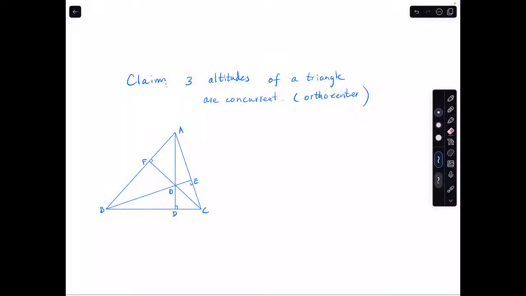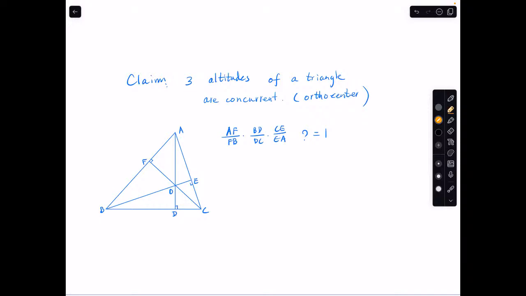Now we're going to look at the ratio AF over FB times BD over DC times CE over EA. We're going to prove that this equals 1. So how do we show that? We're going to rely on similar triangles. There are a lot of similar triangles here. For two right triangles, if they share a common angle, then they're similar.